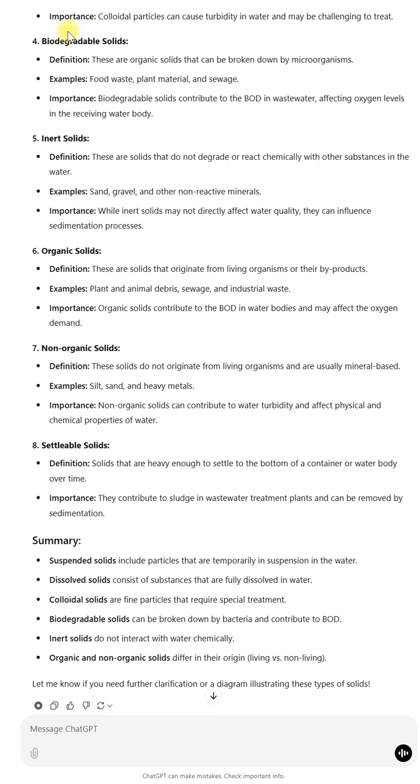8. Settleable solids. Definition: solids that are heavy enough to settle to the bottom of a container or water body over time. Importance: they contribute to sludge in wastewater treatment plants and can be removed by sedimentation.